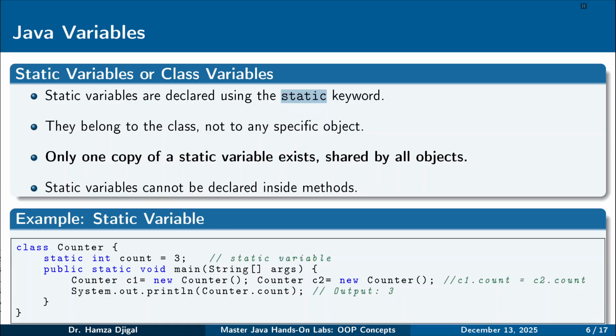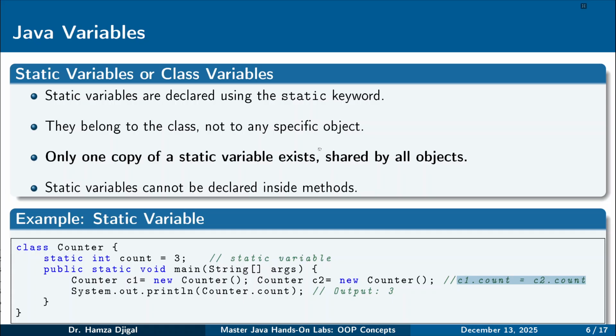This is why the static variable cannot be declared inside a method. This is a very important rule: we cannot declare a static variable in a method. Then, let's see this example. We have created a static variable count. We create a new object c1 and another object c2. So when we call c1.count, it is the same as c2.count.